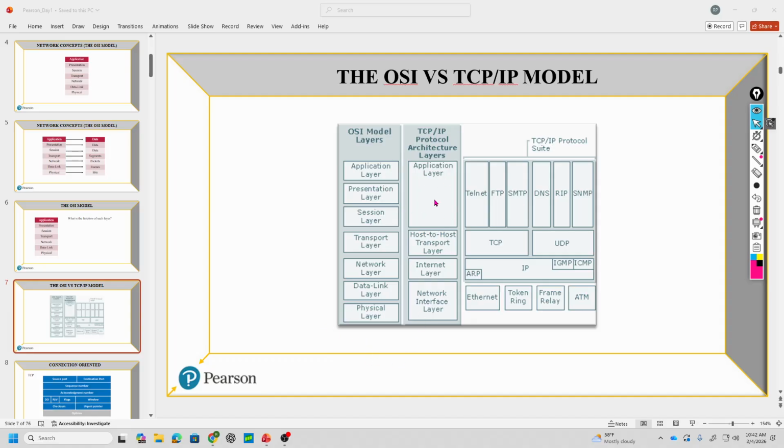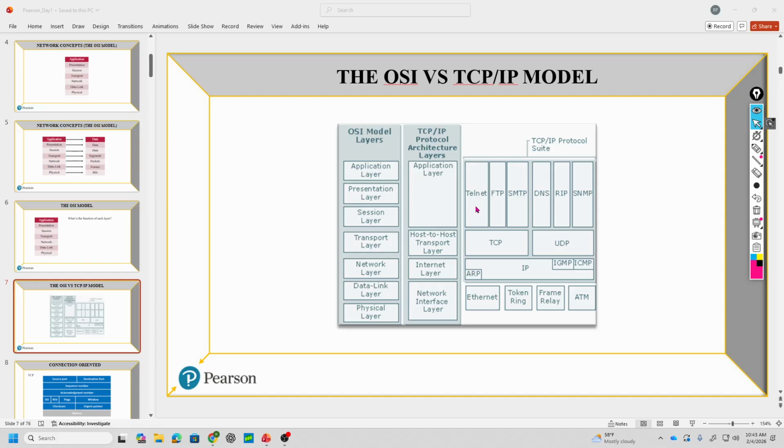Now, the TCP IP model, the application layer is the top 3 layers. It just doesn't matter, right, to us in terms of what's going on there. The host-to-host or transport layer remain the same. In the TCP IP model, we call that the internet layer, which is the same as the network layer or IP layer in the OSI model. And then with the TCP IP model, you have the network interface layer, which covers both layer 2 and layer 1.